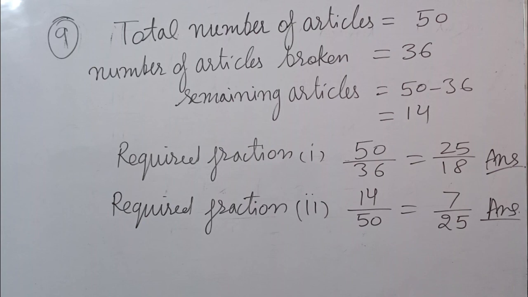So the first required fraction, the total number of articles and the articles broken, is 50 upon 36 or 25 upon 18. The second required fraction, the remaining articles and the total number of articles, is 14 upon 50 or 7 upon 25. So in that manner you can do question number 9.